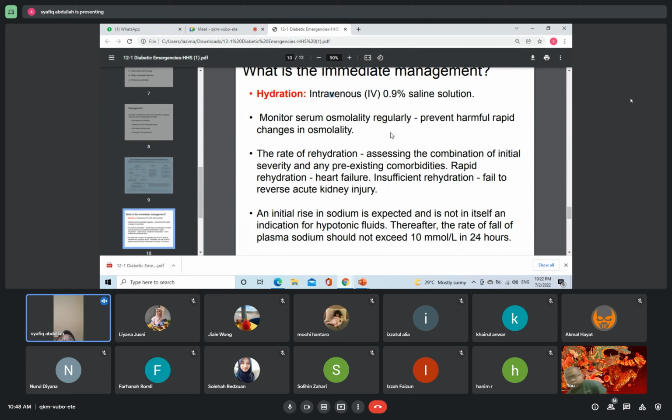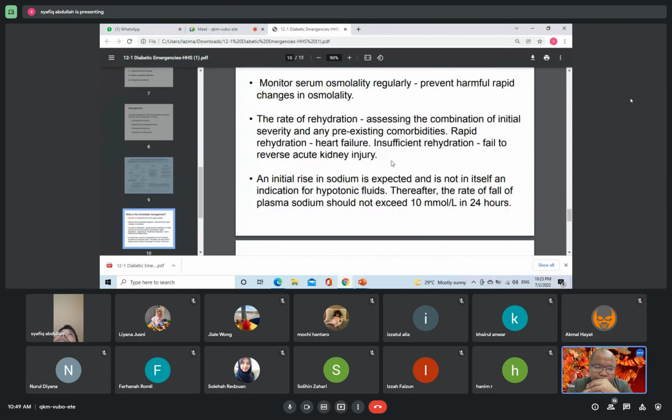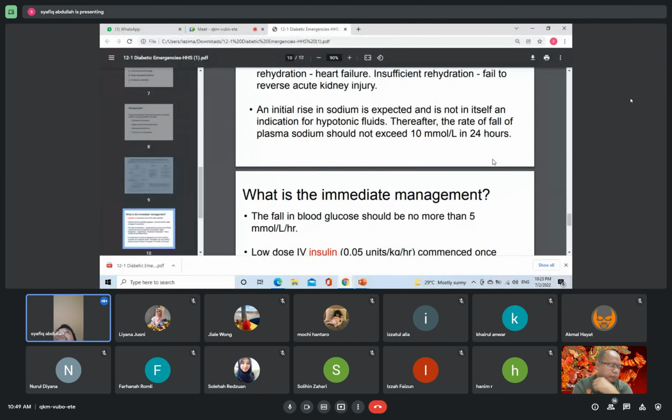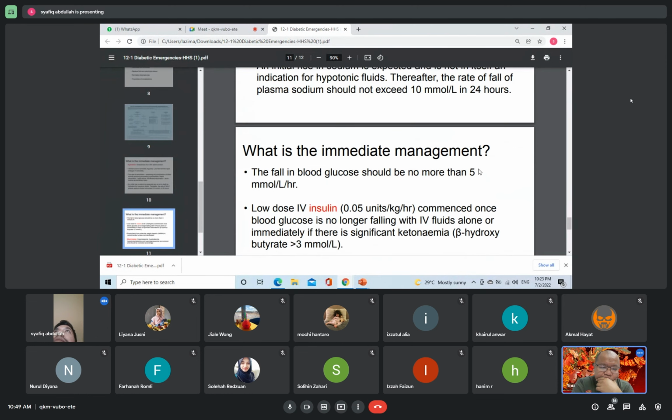Rapid rehydration in a patient with heart failure. So kena hati-hati. Kalau terlalu cepat, tiba-tiba end up patient jadi heart failure lah. Kalau insufficient rehydration, kita tak boleh nak reverse, patient will become stuck in the hyperosmolar state. An initial rise in sodium is expected and is not in itself an indication for hypotonic fluids. Thereafter, the rate of fall of plasma sodium should not exceed 10 within 24 hours.